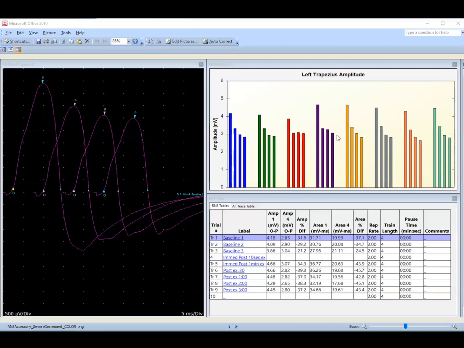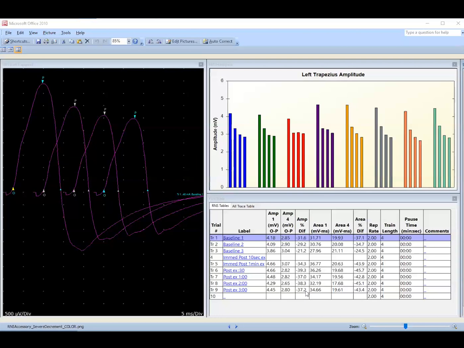Oftentimes what happens in myasthenia gravis is that this degree of decrement actually improves also. So there's something called post-exercise improvement or repair of the decrement. This wasn't really seen in this case, and many patients won't necessarily show the repair of the decrement. Then in some cases, we stimulate at 30 seconds, 1 minute, 2 minutes, and 3 minutes following exercise to see if there's worsening of the degree of decrement. In this case, there was maybe a little bit of worsening, but overall the decrement remained about 37 or 38%. So this patient did not show post-exercise exhaustion or post-exercise worsening of the decrement.